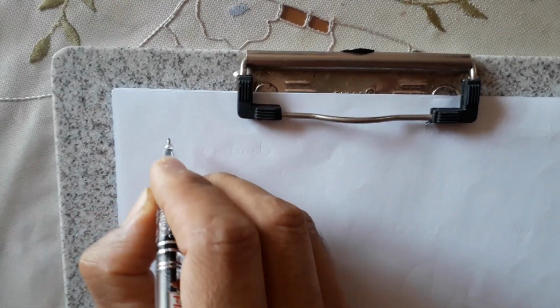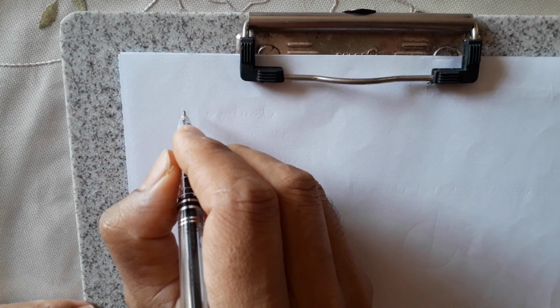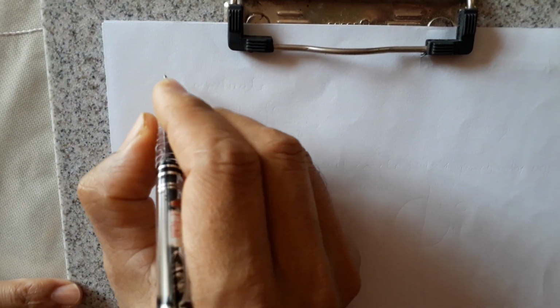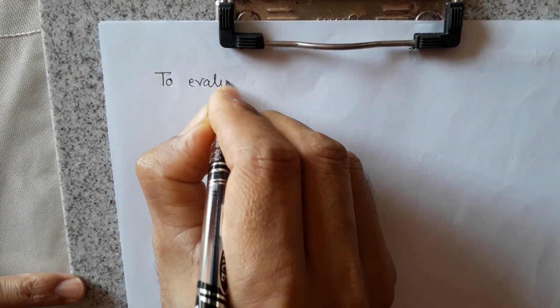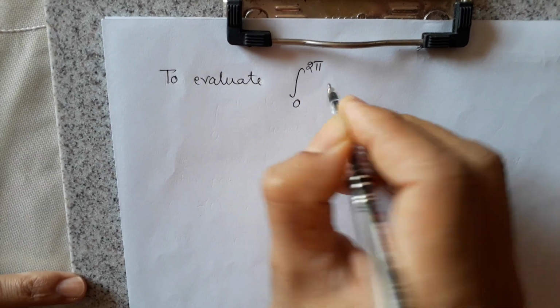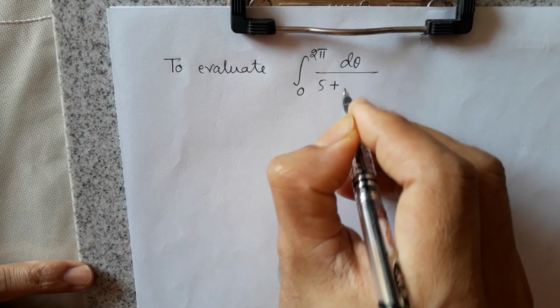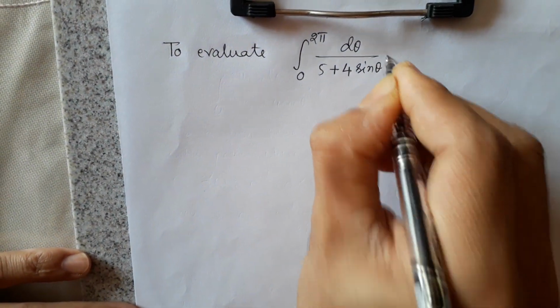So in my previous video I told you how to evaluate definite integrals involving sine and cosine functions. Let me give an example now. So to evaluate, say, the definite integral from 0 to twice pi of the function 1 upon 5 plus 4 sine theta.